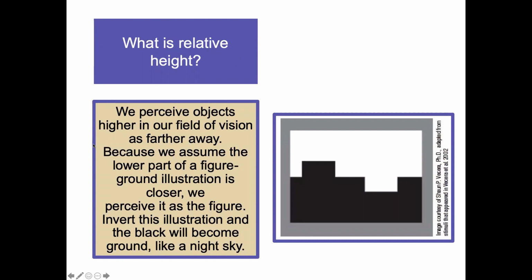What is relative height? We perceive objects higher in our field of vision as farther away. Because we assume the lower part of the figure-ground illustration is closer, we perceive it as the figure. So invert this illustration and the black will become ground, like a night sky. So if you turned it upside down.